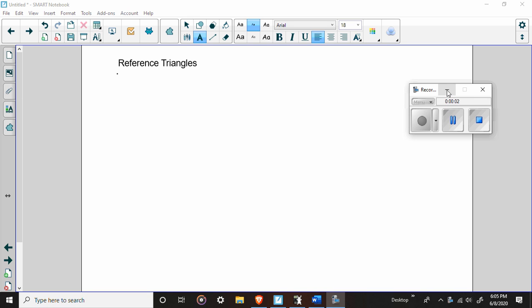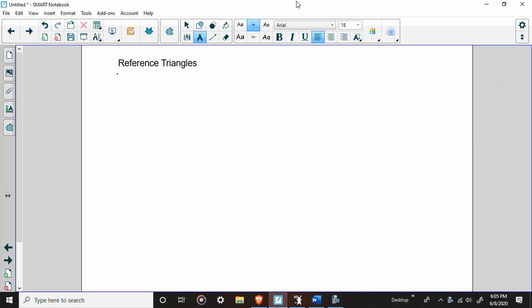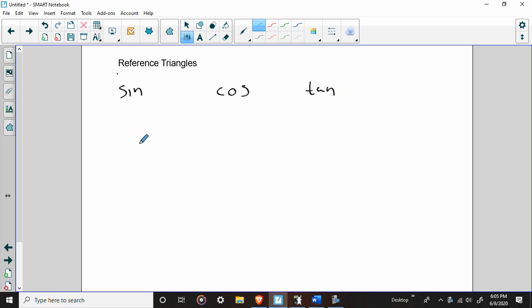So let's talk about reference triangles. There are actually three different angles we have to know and two different triangles that will present us with those angles. What you're expected to know are the exact values for sine, cosine, and tangent of the following degree measures: 0 degrees, 30 degrees, 45 degrees, 60 degrees, and 90 degrees. You're expected to know the exact values for these.